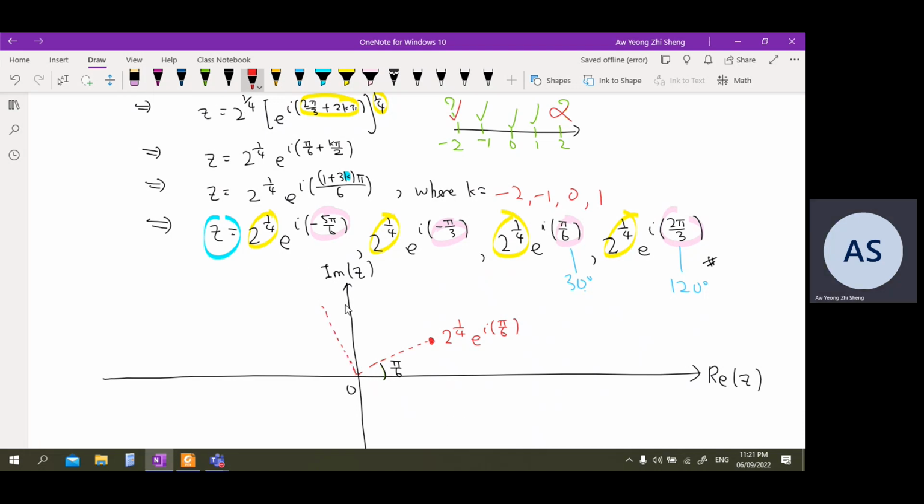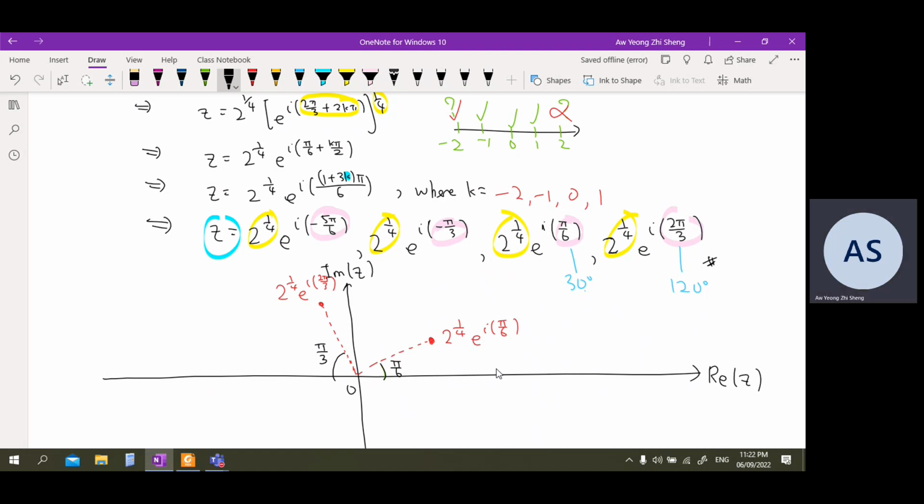Okay. Yeah, so just now I mentioned that if you have drawn your red line having a length of, let's say, 2 cm, then you should use the same length when you draw your second root. Okay, so this would be 2^(1/4) e^(i 2π/3). And to indicate that this is actually the 2π/3 direction, you can just label this angle here as π/3, then it should be clear enough.